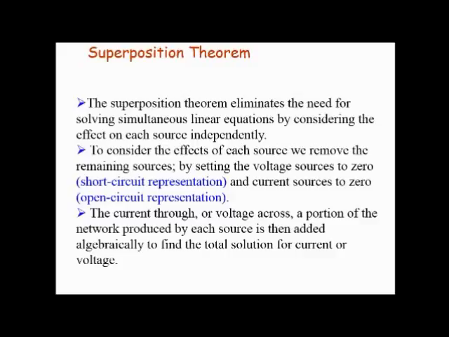the voltage source to 0. How can we set the voltage source to 0, or deactivate it? Just by short circuit representation. Now the next question is how to deactivate a current source: just by open circuit representation. Again, the current through or the voltage across a portion of the network produced by each source is then added algebraically to find the total solution for the current or the voltage, whatever is required according to the question.